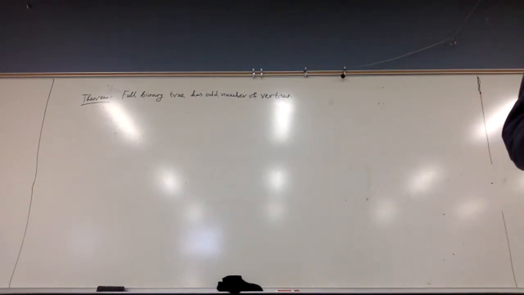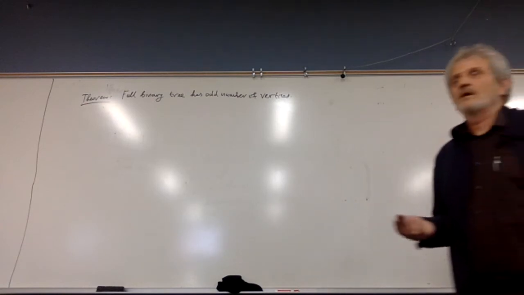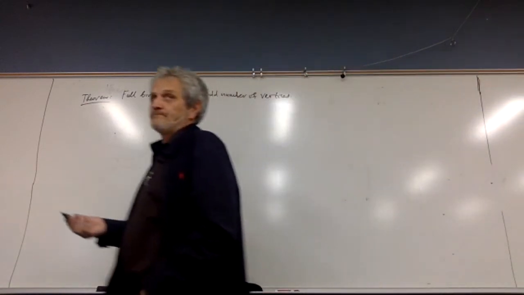In this question, you also said if the number of vertices is 2k plus 1, then k vertices are internal and k plus 1 are external. Yes, that's exactly right. Is that something you want us to prove also? Yes, because that's the whole statement. So how do we prove that?